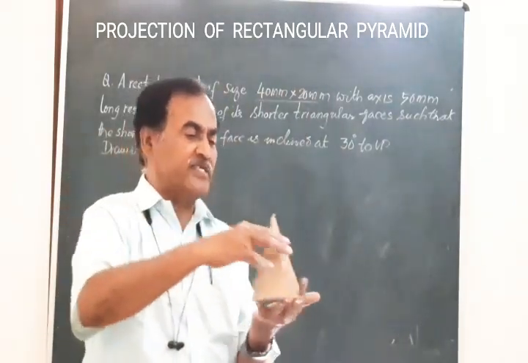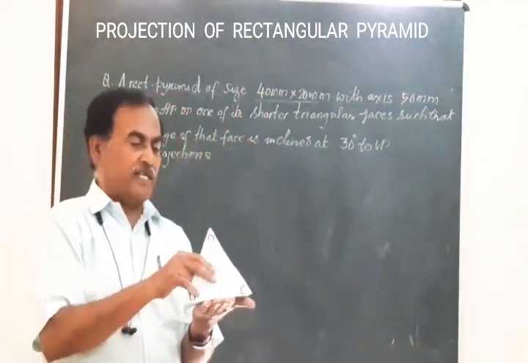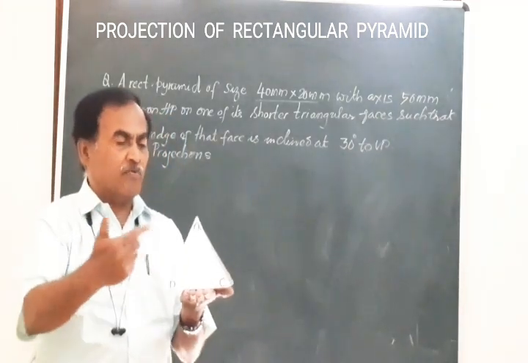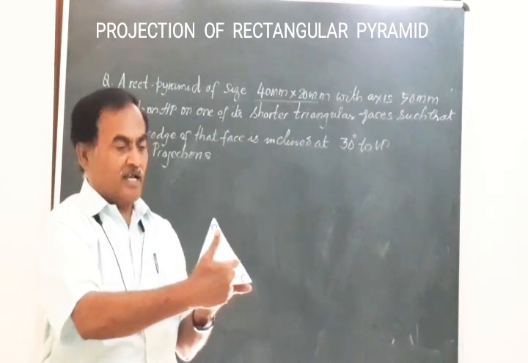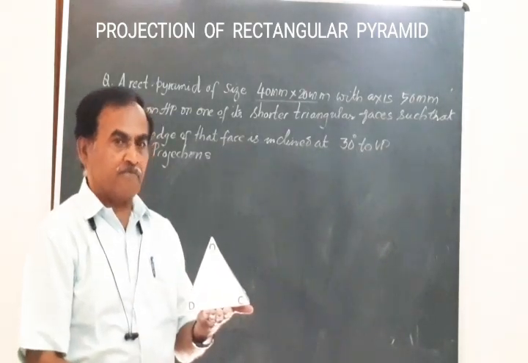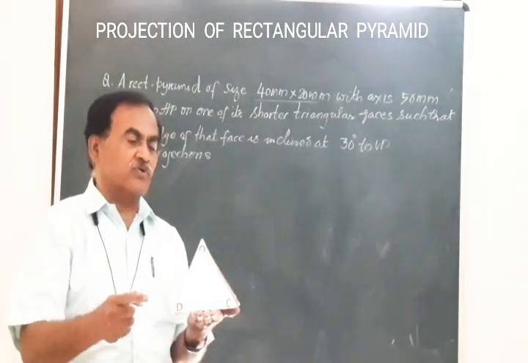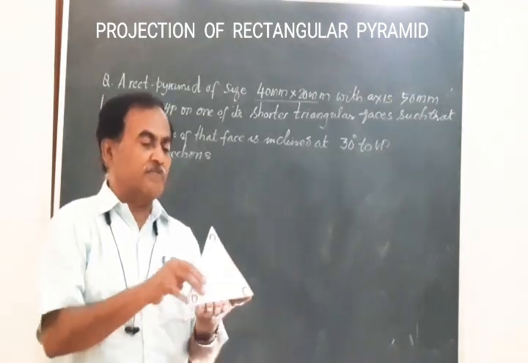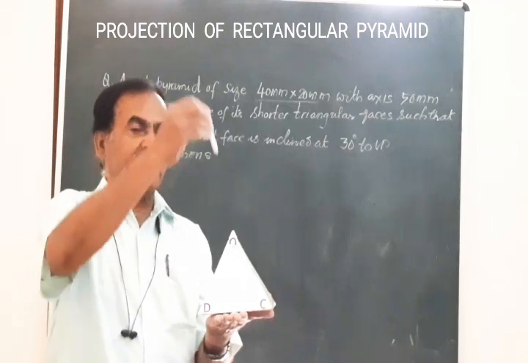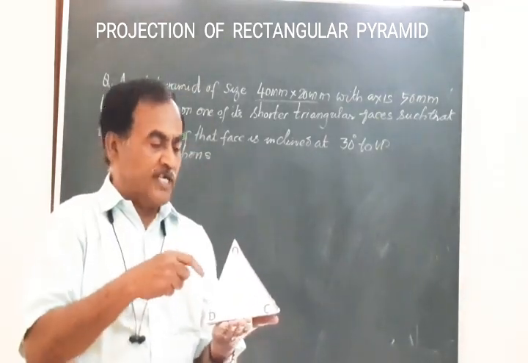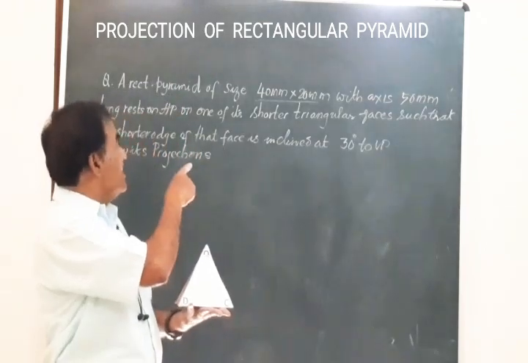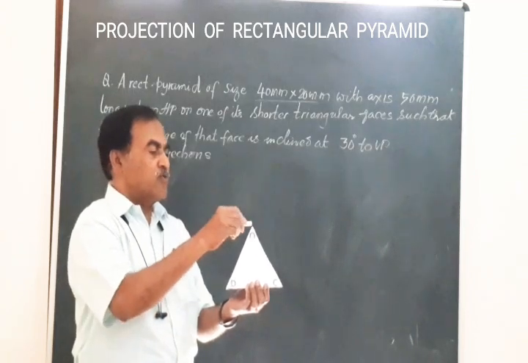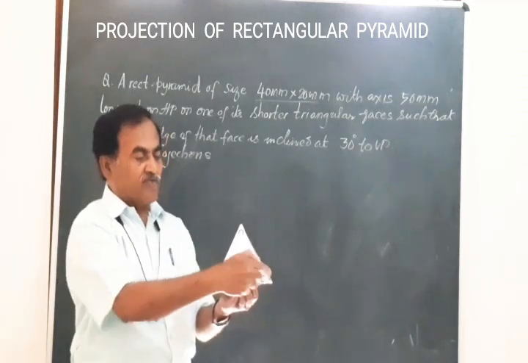So I have to place the object initially on HP such that one of the shorter edges of the solid is perpendicular to VP and then it is parallel to HP. So this edge on which it has to rest should come to the right side of the observer. So I am going to keep the object on the HP, look from the top and get its top view. The top view is a rectangle of dimension 40 mm into 20 mm. This is 20, this is 40, where the vertex of the solid is joined to all the four corners.